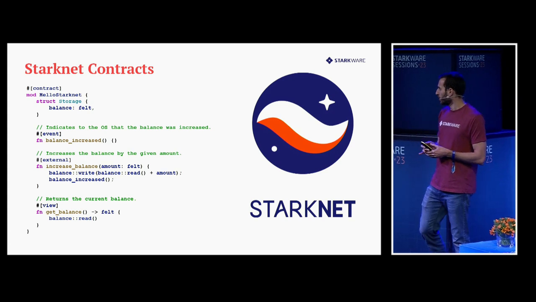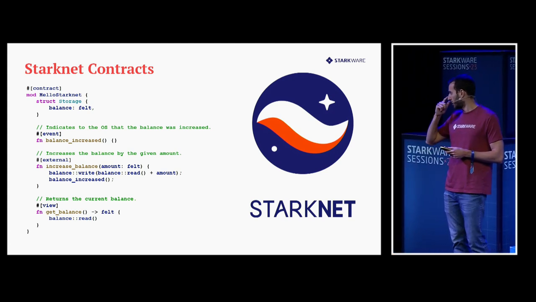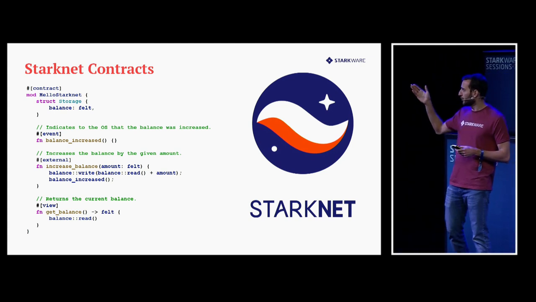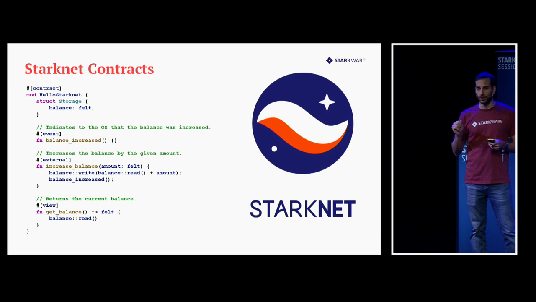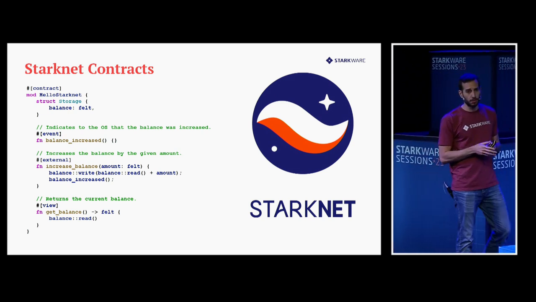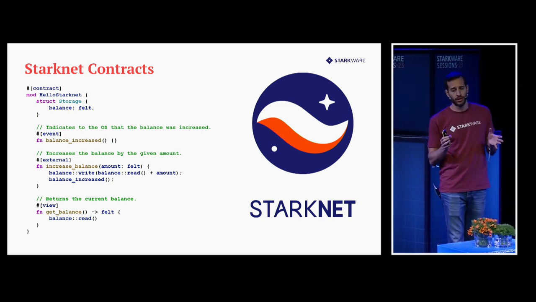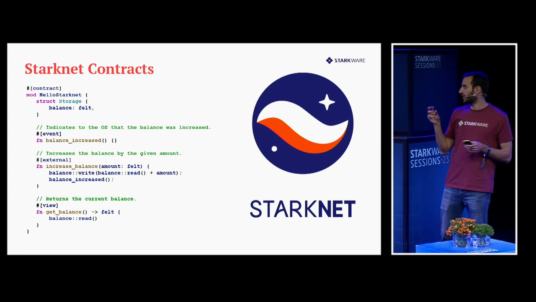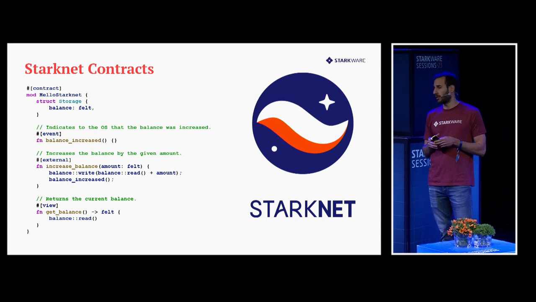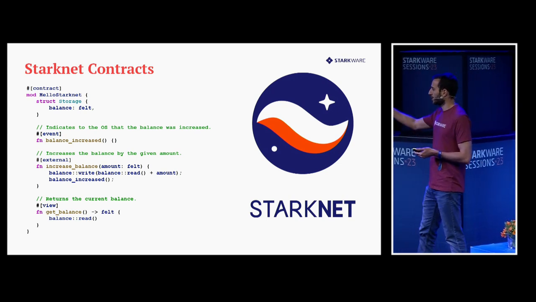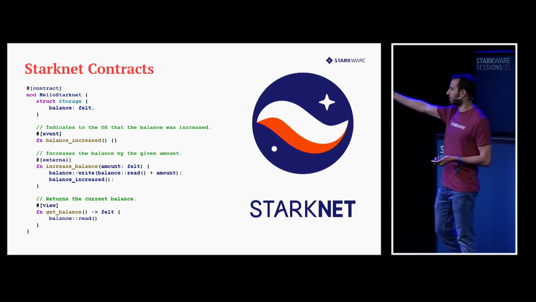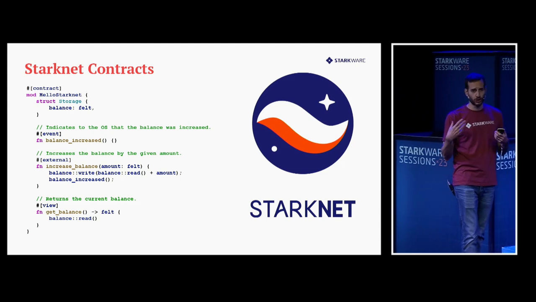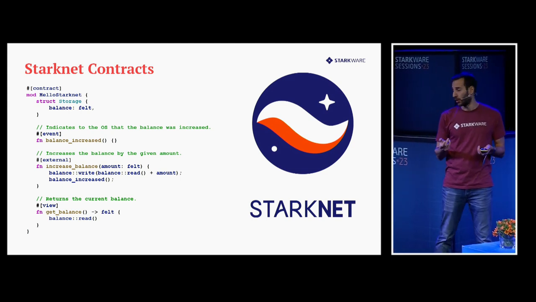Okay, a bit about StarkNet contracts. So this is a simple contract in StarkNet. As you can see, the first line is an attribute, contract. This means that there is a plugin that is not a part of the core of the language, but an outside utility that acts on the language. And this module is an item in the language. And the plugin, the StarkNet plugin in this case, acts on it to generate the code of your contract.